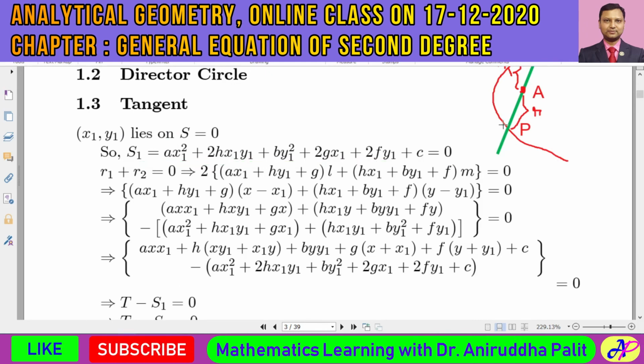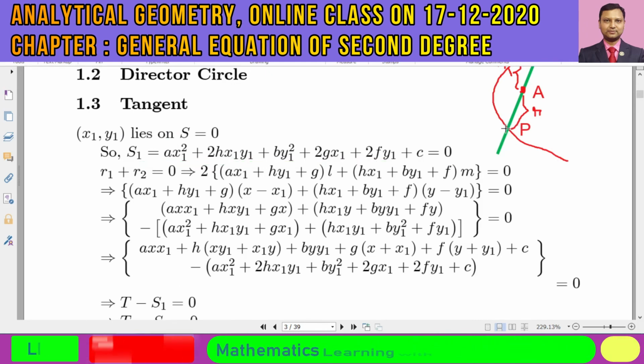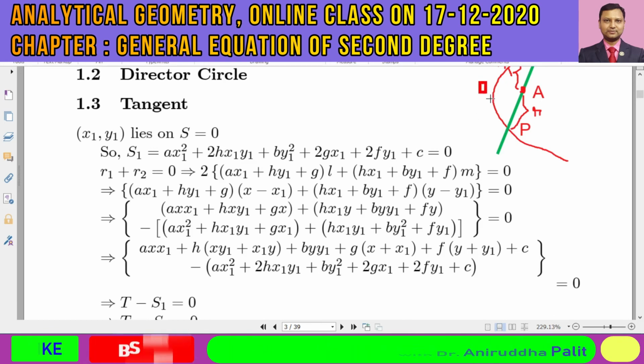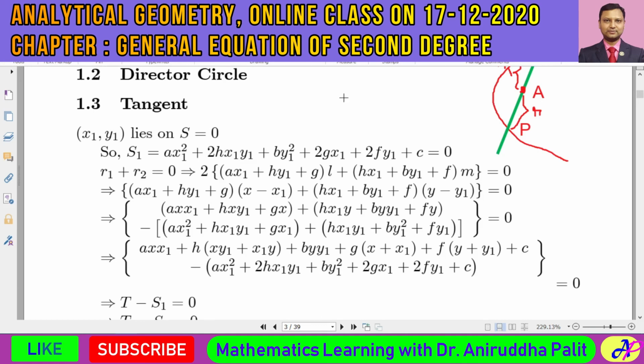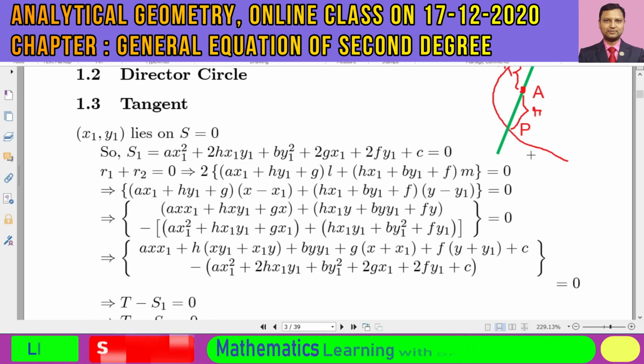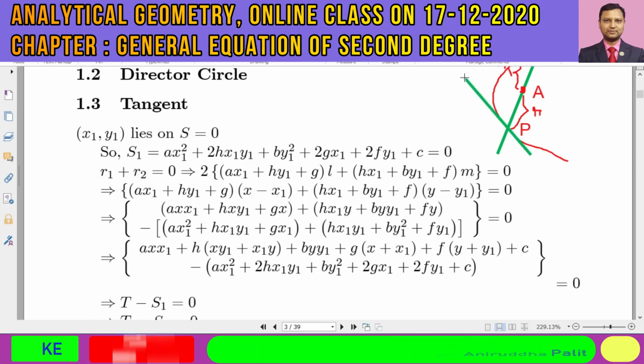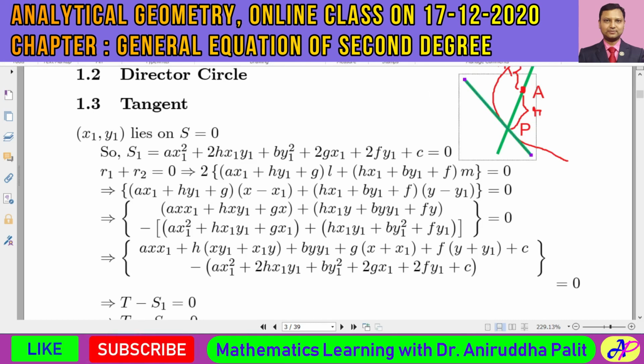Sorry, the normal. We want to find out the equation of normal. We got the equation of tangent, which is a straight line, and we want to find out the equation of normal. This is the position of tangent. Got it? Then what would be the equation of normal?